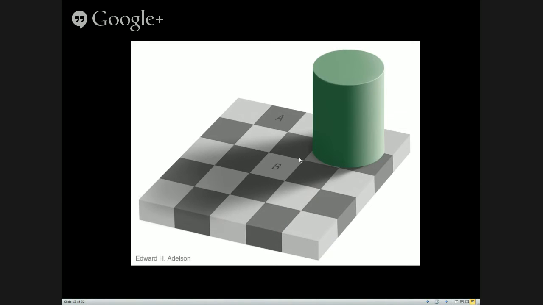So here's another trick, and I'm going to ask Sarah again to help me with this. Here's a checkerboard with light gray and dark gray squares, and I place here an object to create a shadow on it, okay? So I'm going to ask you, Sarah, which of the two squares is darker, square A here or square B here? They're probably the same color.